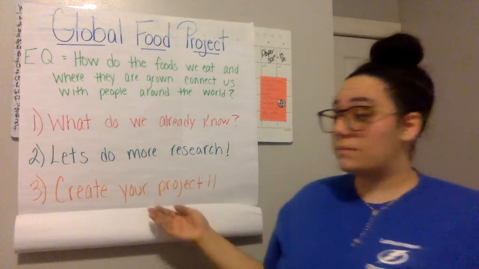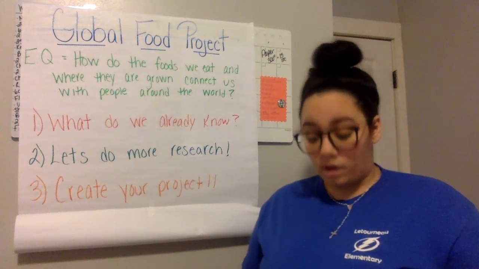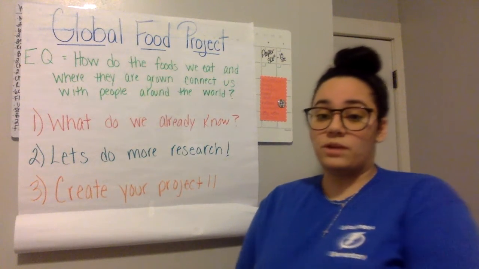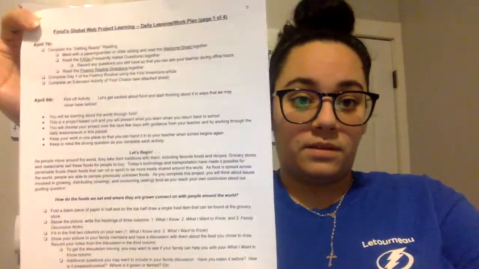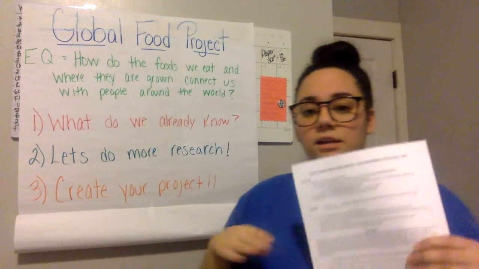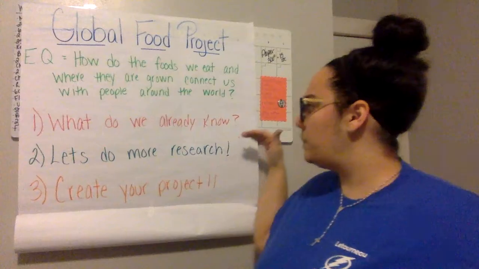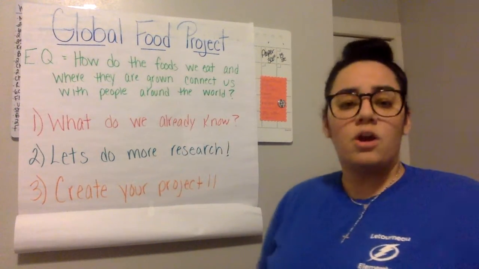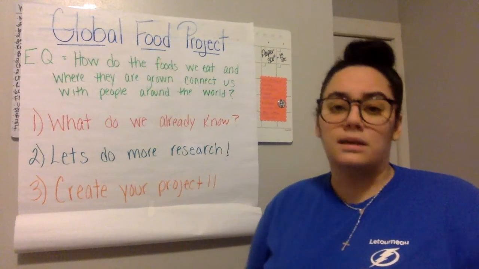And then once you get down to number 3, you just create your project. And you should take your time and really work on that. And then if you look at this paper right here, oops, my bad. Right here, your daily lesson work plan. This is going to kind of tell you step by step what you should be doing. So like by week 1, you should be here. By week 2, you should be here. By week 3, you should be here. Right? Taking your time and really going through the process.